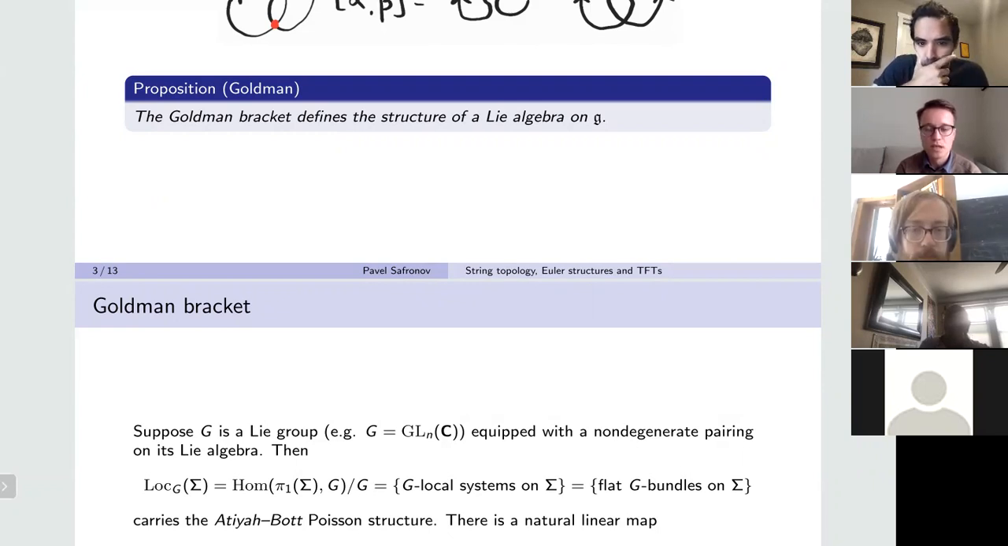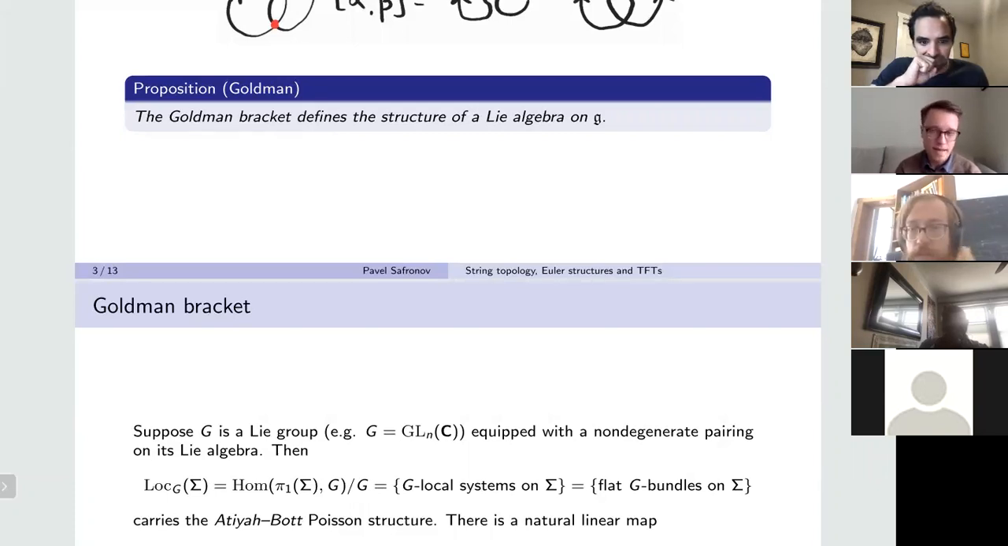Another way, slightly more topological, is to say it's a space which parameterizes local systems, G-local systems on Σ. And yet another way is to say that it parameterizes flat G-bundles, so principal G-bundles with a flat connection on Σ. They're all going to give you the same set.